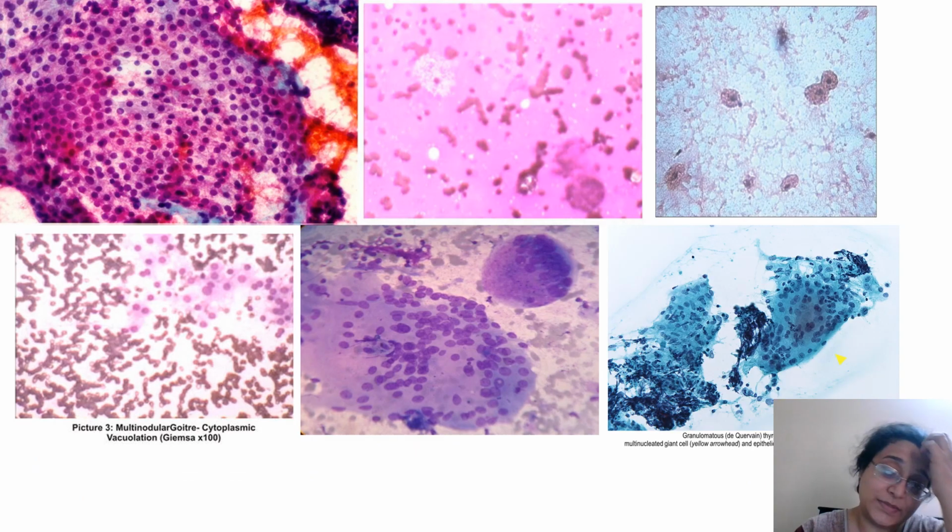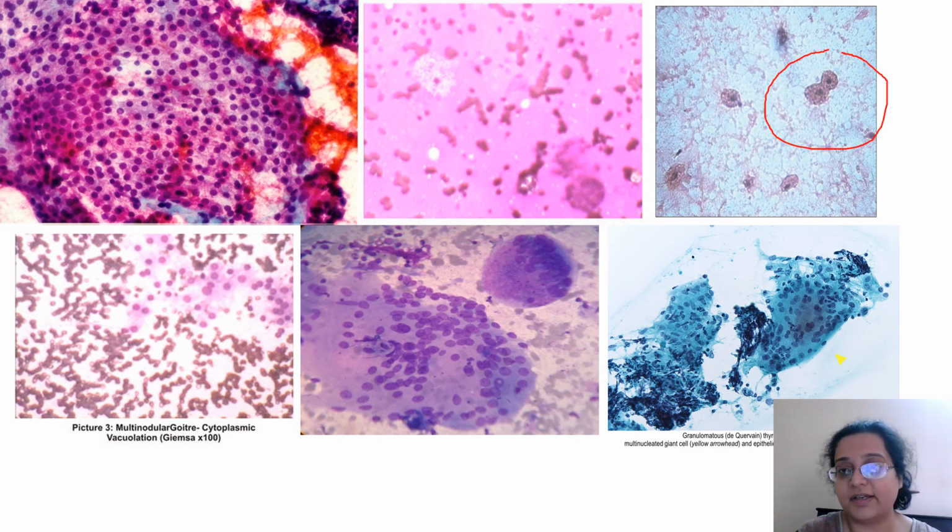Now let's come to some slides. I started with the benign. Here you see there are hemosiderin-laden cyst macrophages. This could be a hemorrhagic cystic nodule, just a colloidal nodule. The background has this thin watery colloid. Again, there's colloid in the background, and then there are these cyst macrophages. Again, a cystic lesion.